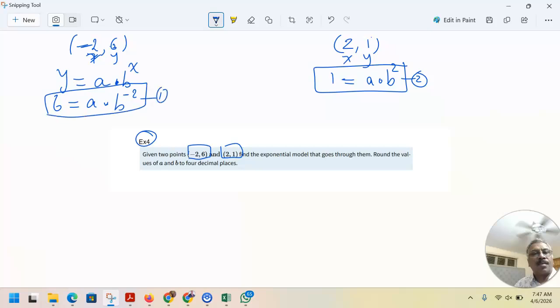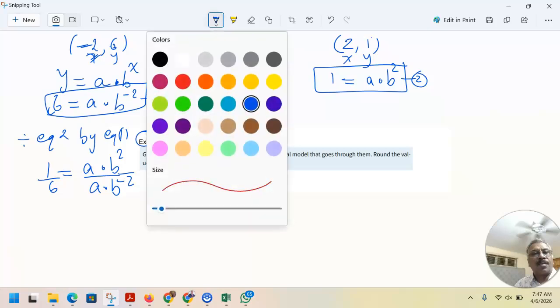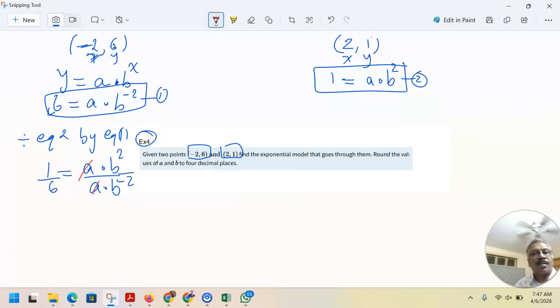So next step is divide equation 2 by equation 1. So write the equation 1 as it is, a times b, and then divide by 6. This is 6. And then we can cross out the a, and you get 1/6 equals.